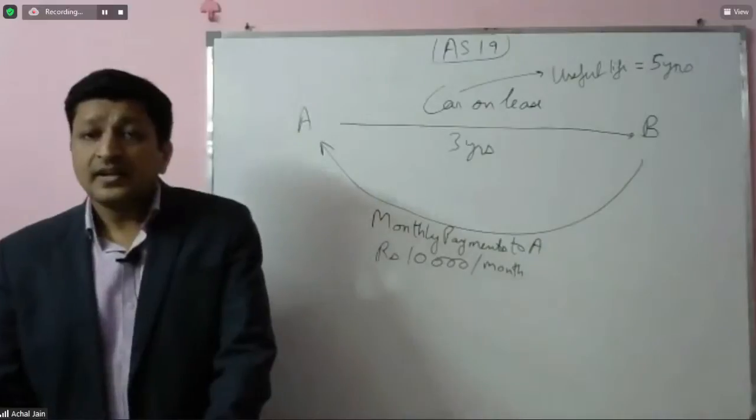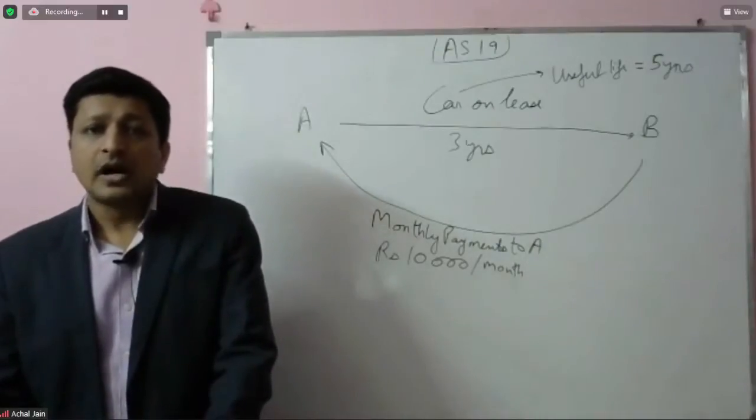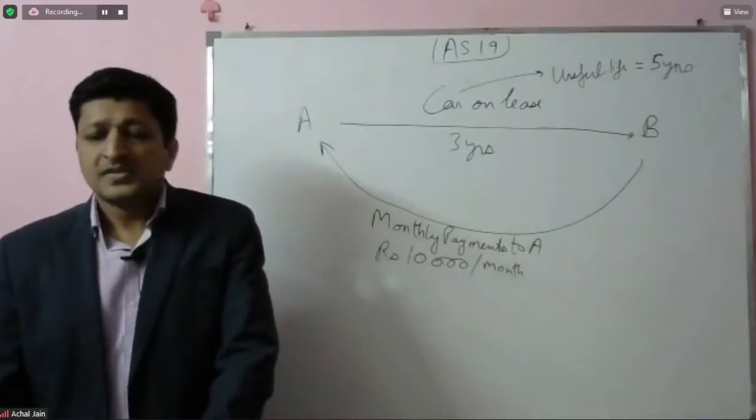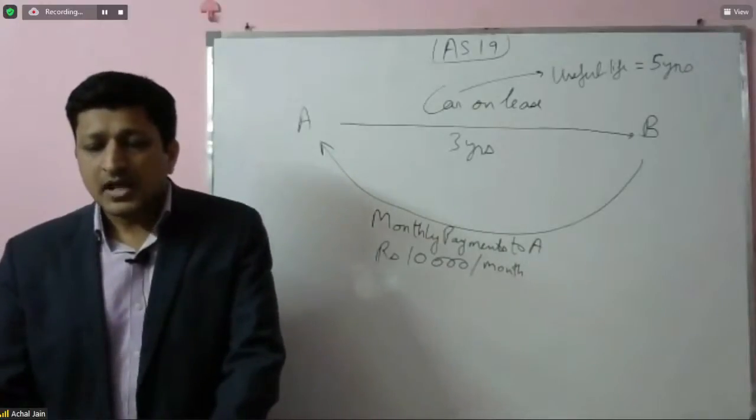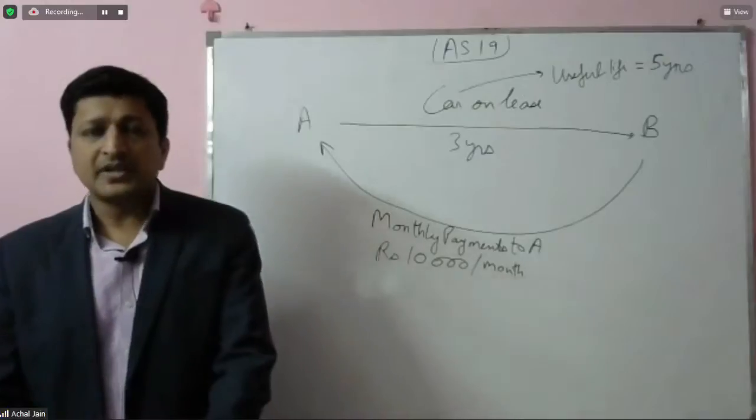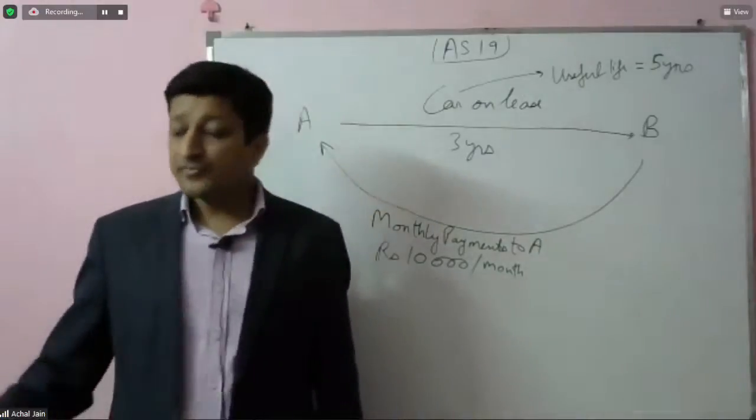Okay, Atul is saying risks and rewards are with B. Sanjay is saying it's with Lessor. Namrata, Sakshi, Kushi, and Manish, they are saying it's with A.